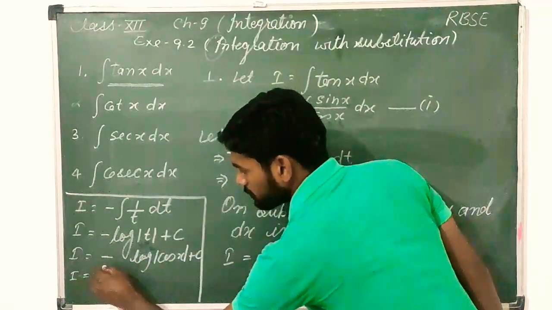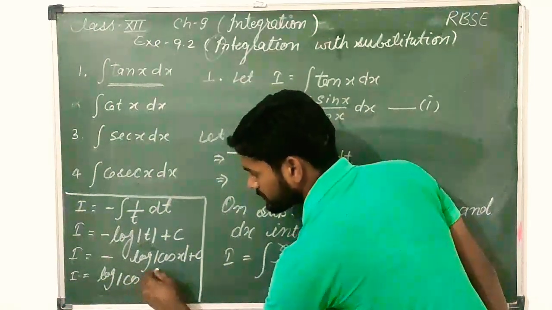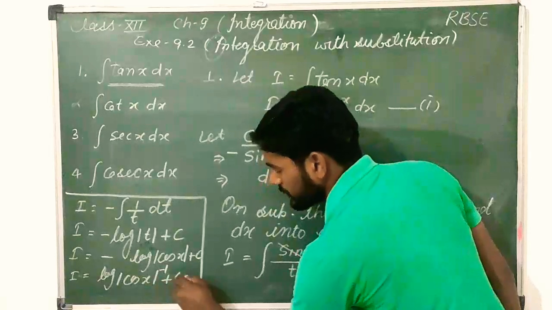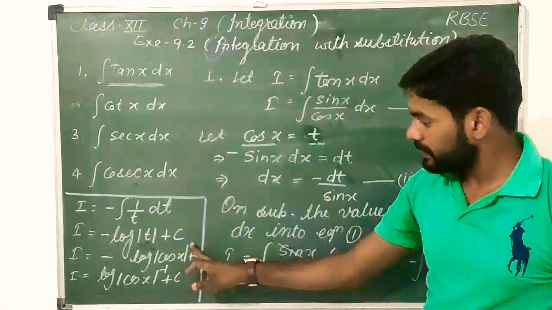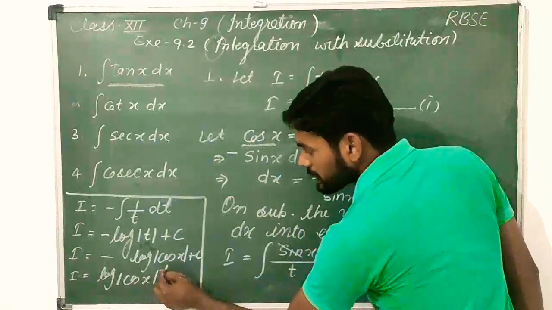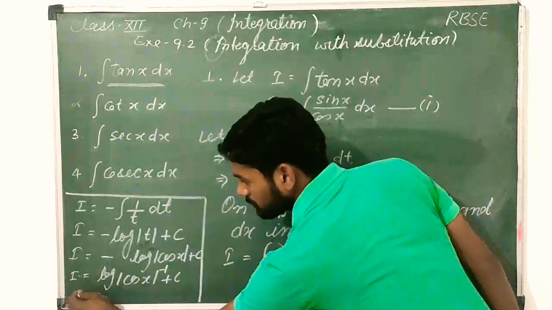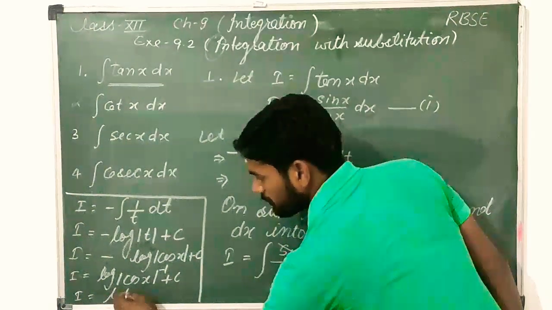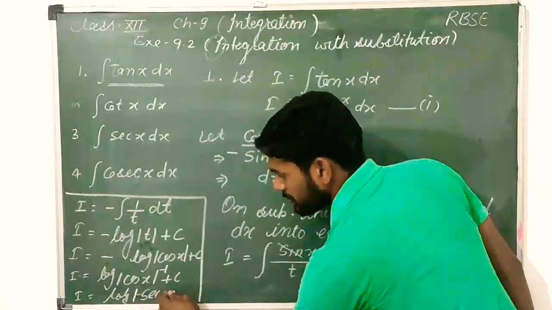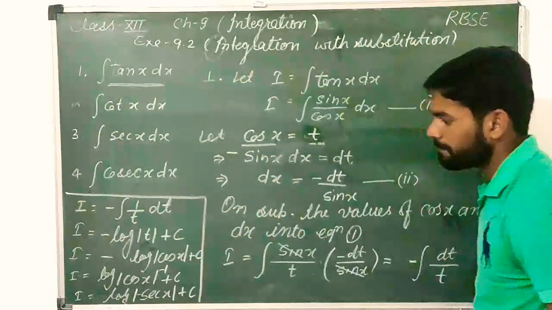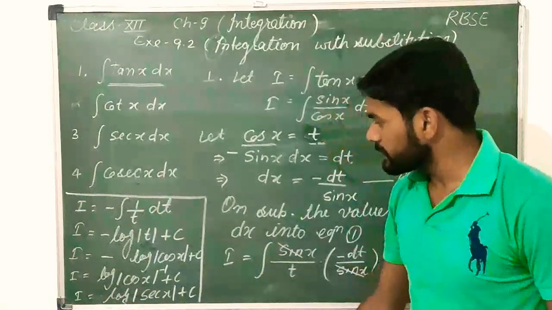Log of cos x inverse plus c, because the minus comes into the power. Clear? cos x inverse is equal to 1 upon cos x, which is equal to log of sec x plus c. So this is the formula of tan x.